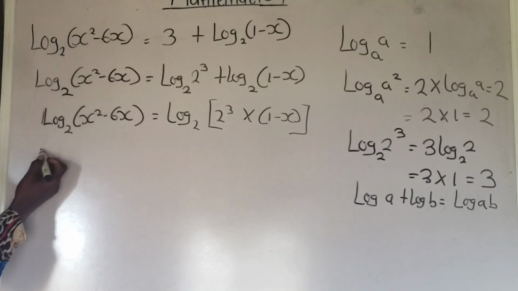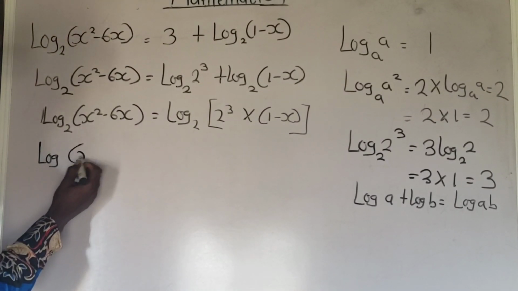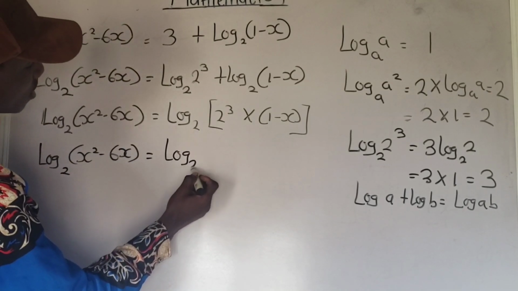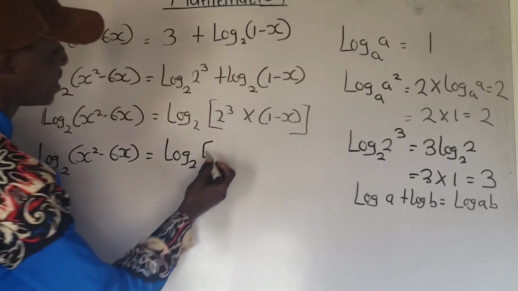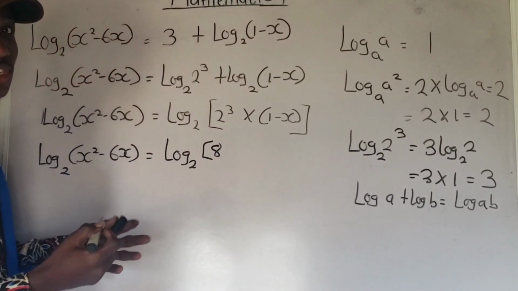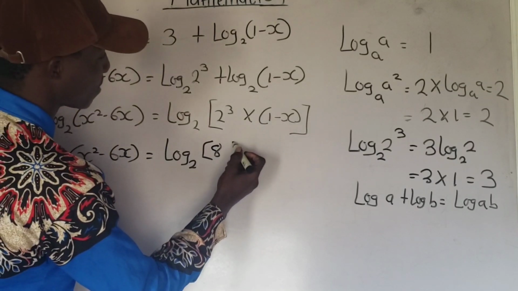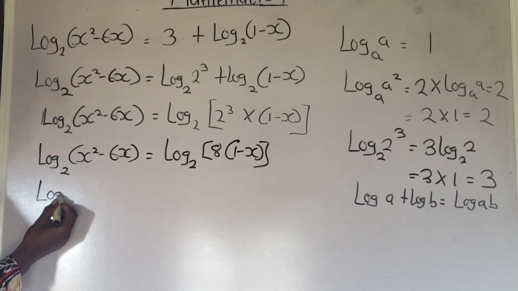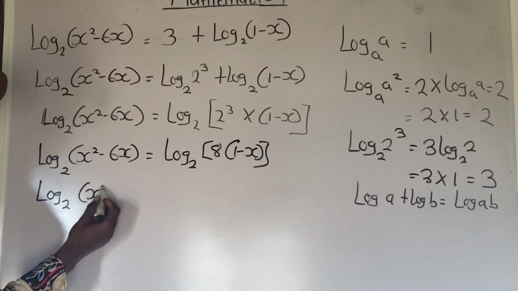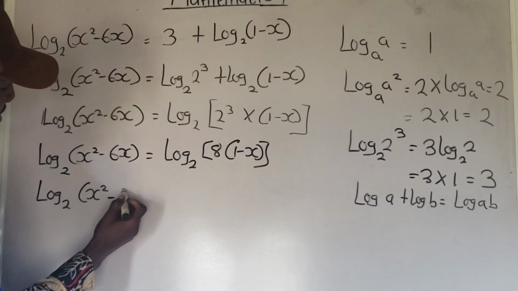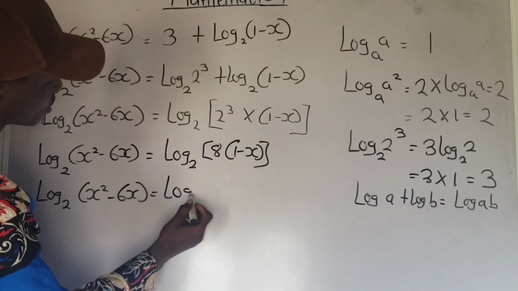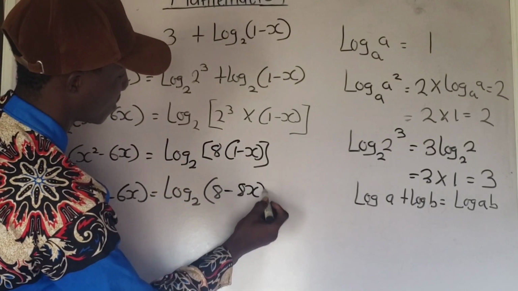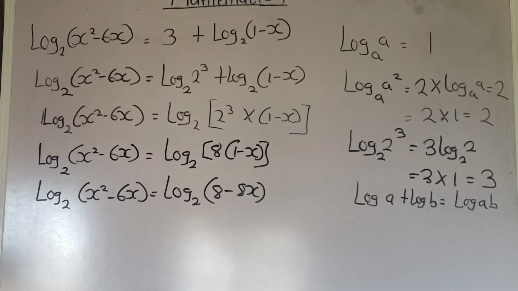For this, I'm going to have log base 2 of (x squared minus 6x) is equal to log base 2 of... 2 raised to the power of 3 is 8. Please pay attention: 2 times 2 is 4, 4 times 2 is 8, multiplied by (1 minus x). So I have log base 2 of (x squared minus 6x) is equal to log base 2 of... 8 times 1 is 8, 8 minus 8x.